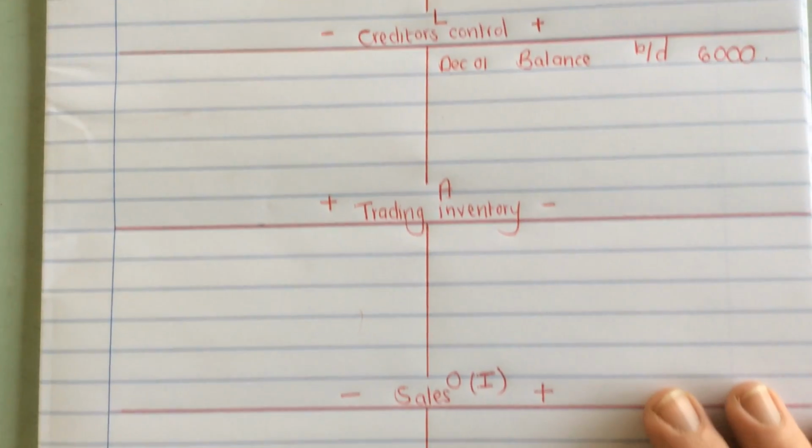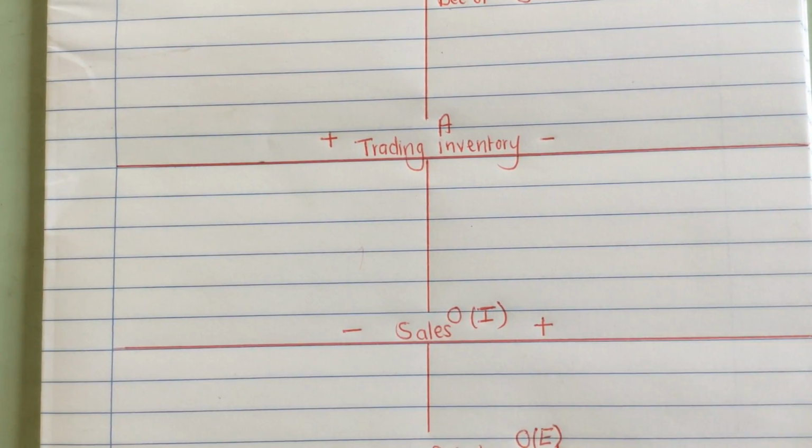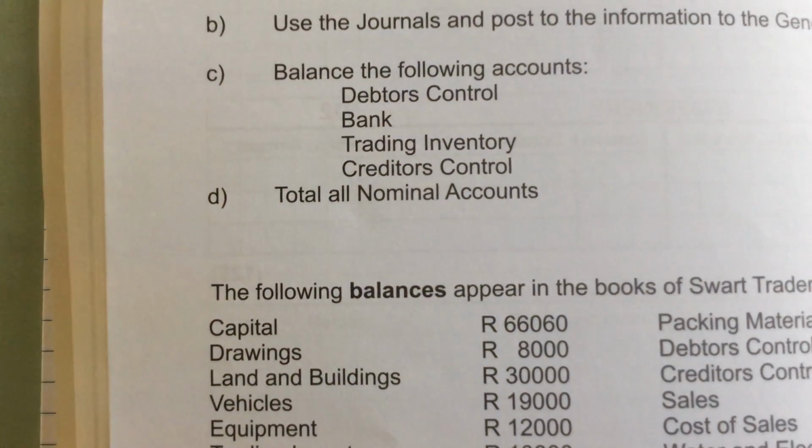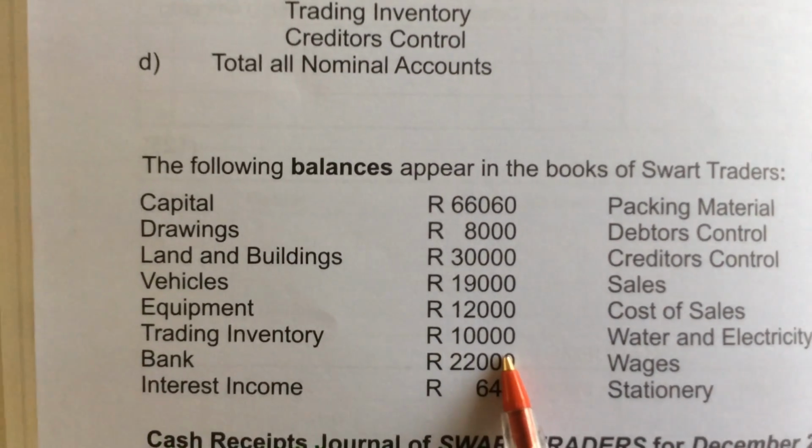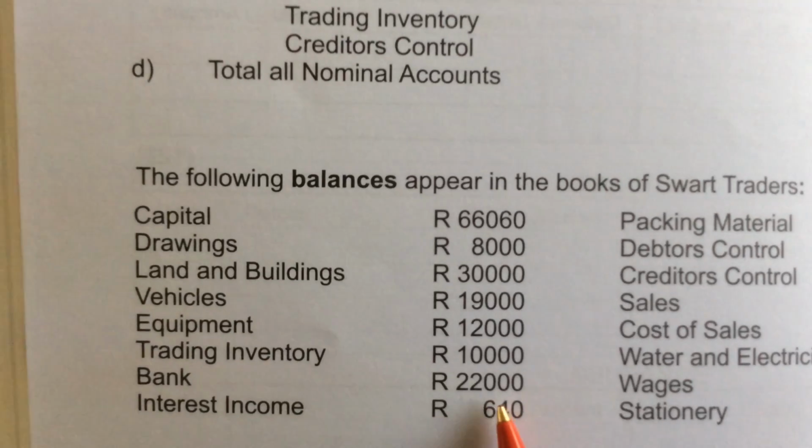Trading inventory is an asset, and assets fall in your balance sheet section. So what side would the opening balance for trading inventory be on? Okay, we've got a trading inventory balance of 10,000. It's dead, so it's on the debit side.